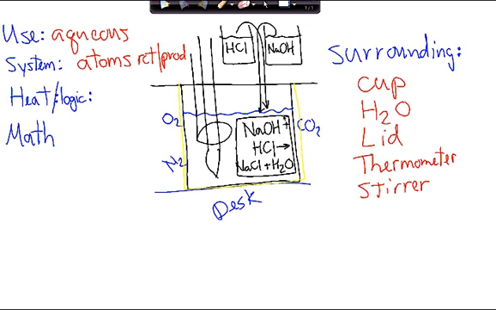Now, this is exothermic, so heat's going to go out. So where does the heat go? It goes into the water. Where else does it go? By the way, maybe we should ask this question. Where did the water come from? The acid and base were dissolved in it initially, right? Okay, so the energy goes into the water. Where else does it go? Into the stirrer. Where else does it go? Into the thermometer. Where else does it go? Into the cup itself.